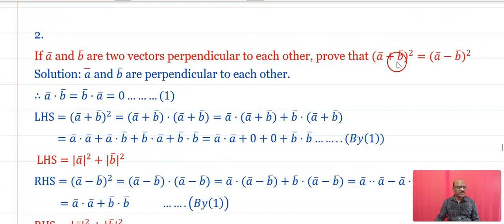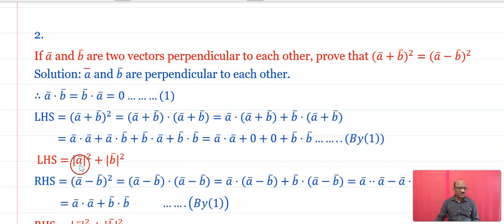Here the LHS, we will find out the LHS. That is (a bar plus b bar) whole square, and that equals (a bar plus b bar) dot (a bar plus b bar). Now simplify this bracket. That is a bar will multiply (a bar plus b bar) plus b bar will multiply (a bar plus b bar). What is a bar dot a bar? Then here is a bar dot a bar, then a bar dot b bar, next is b bar dot a bar, b bar dot b bar.